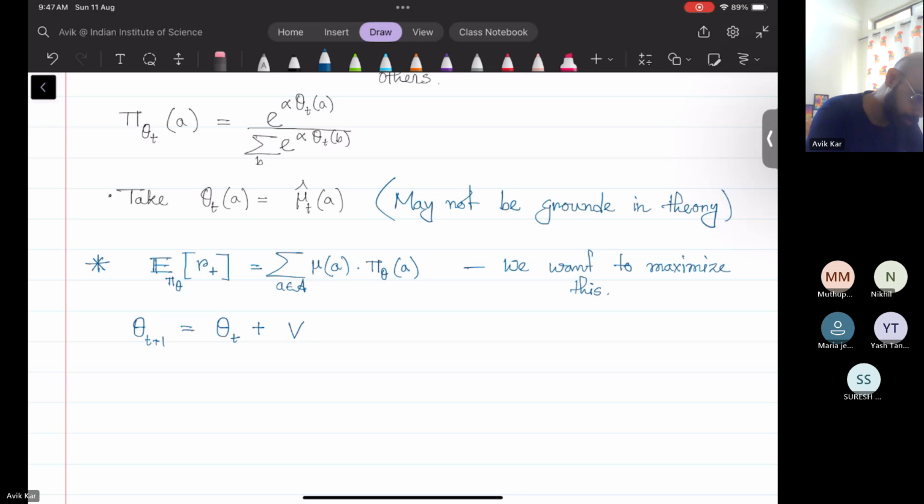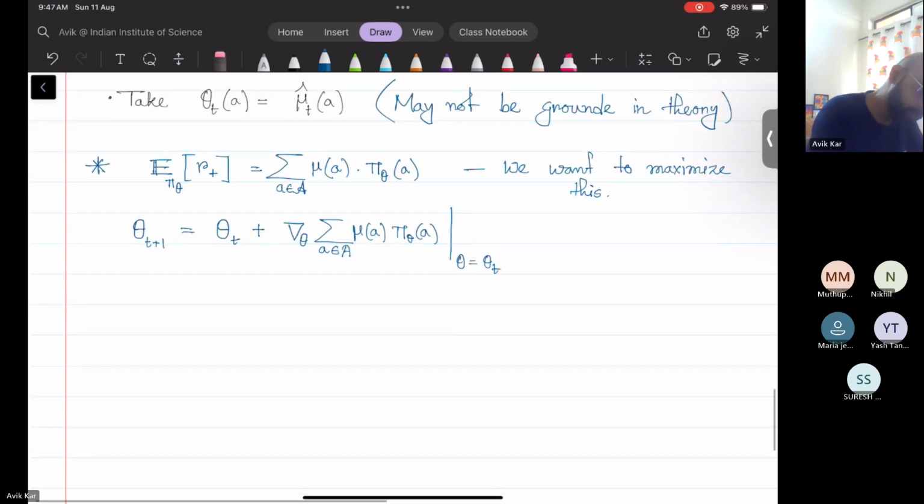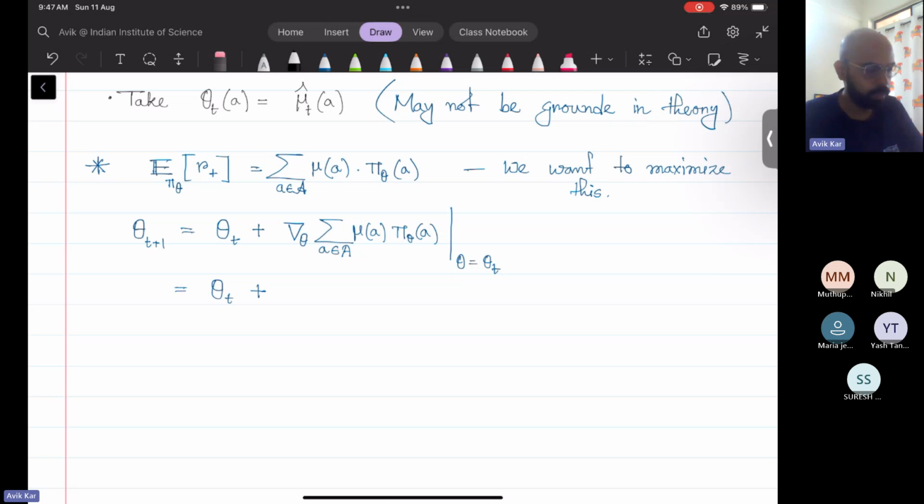So, the gradient taken on theta t. Better to write the gradient taken on theta of the sum over a of mu a pi theta a, evaluated at theta equals theta t. If we simplify this, you can take the gradient inside the summation, and mu a doesn't depend on theta. So only pi theta will depend on it.